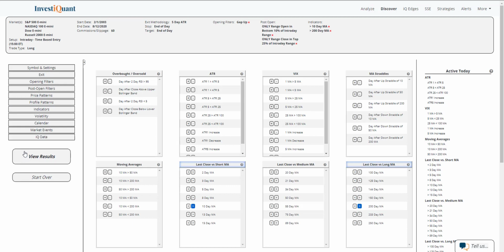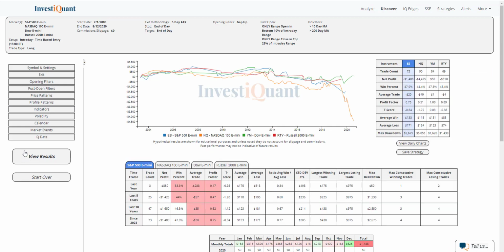Then click View Results. And here we go. So these are the results of going long at 3 p.m. Eastern Time, exiting at the close 4:15 p.m. Eastern Time when you gap up and are above a 10 and 200-day moving average. And then after you gap up, you run off the open to the upside. And we are defining that by saying the open is in the bottom 10% of the intraday range. And then at 3 p.m. Eastern Time, you are trading in the top 25% of the intraday range. So this is forming a very green candle. There's almost no wick on the bottom, and it is trading near the highs of the session as well at 3 p.m. Eastern Time.